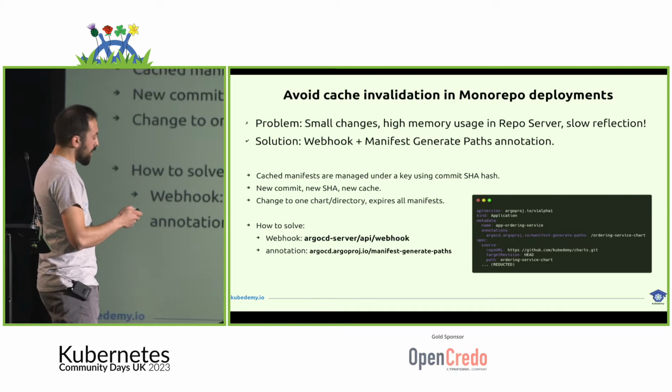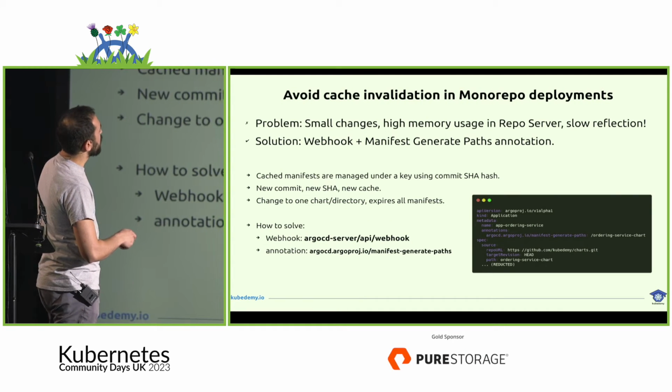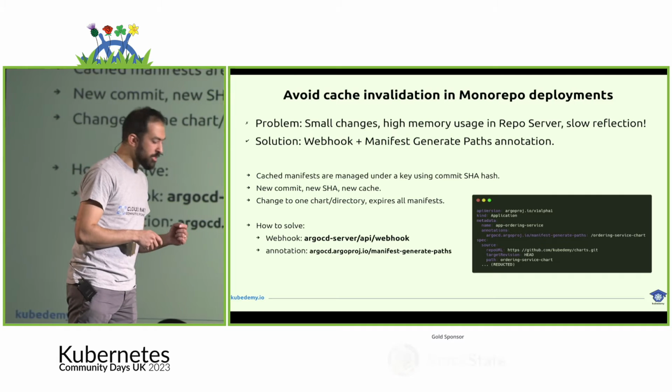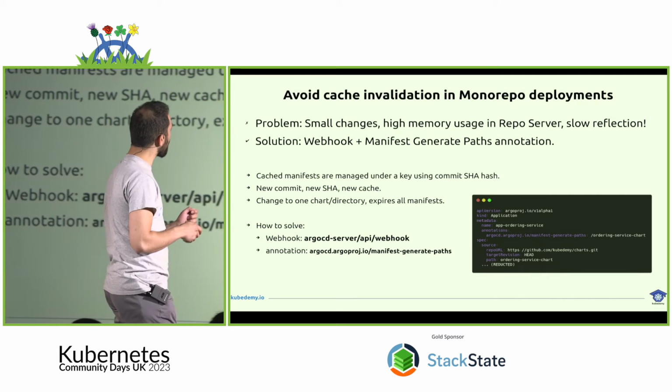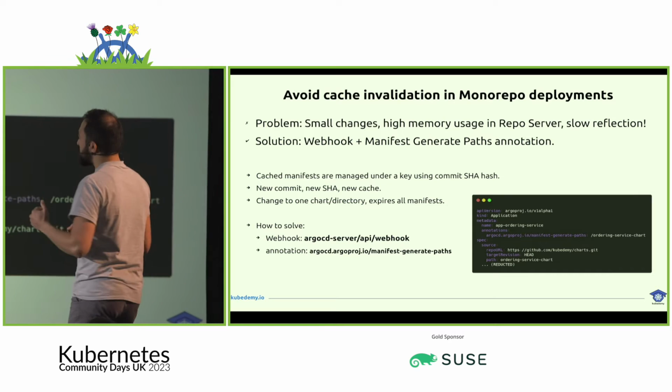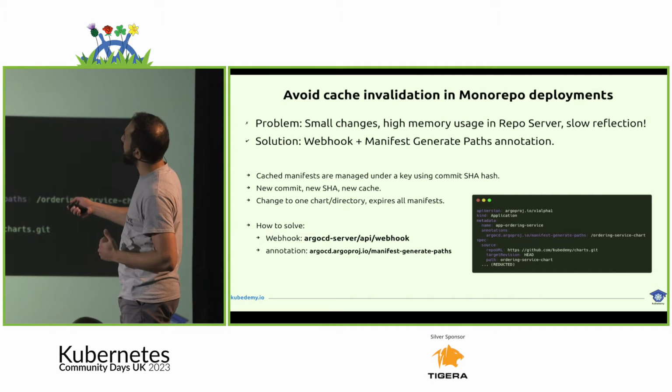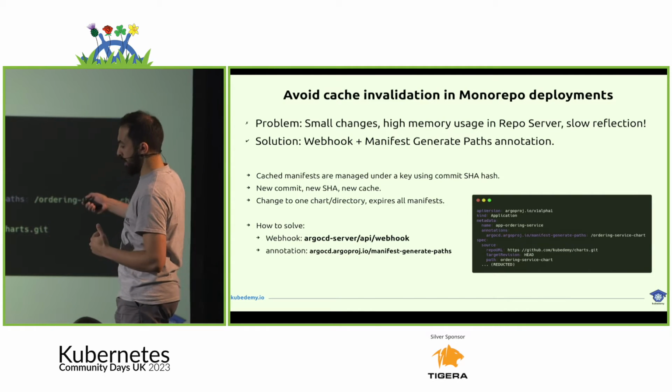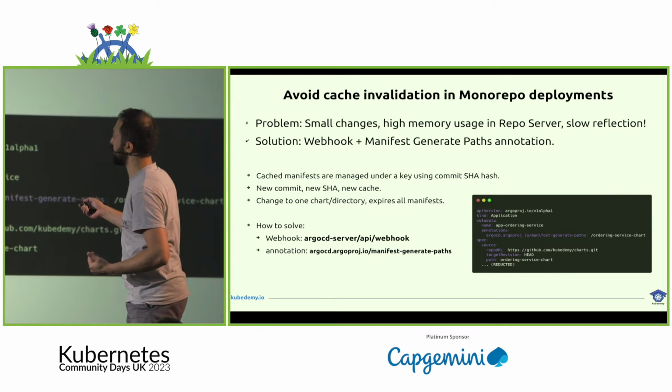The next thing is a small change in your repo causes high memory use in the repo server, and you have slow reflection.